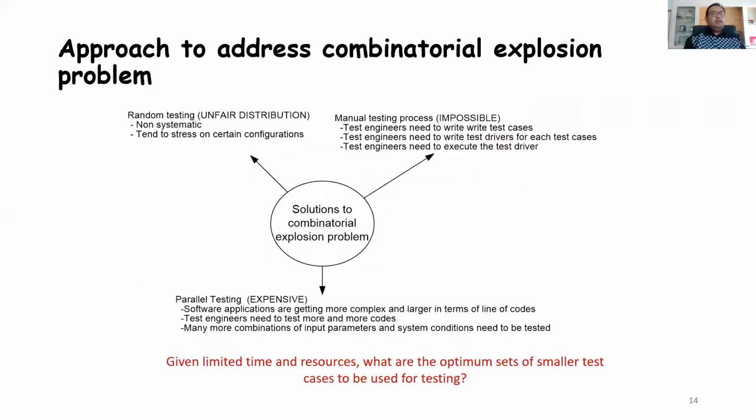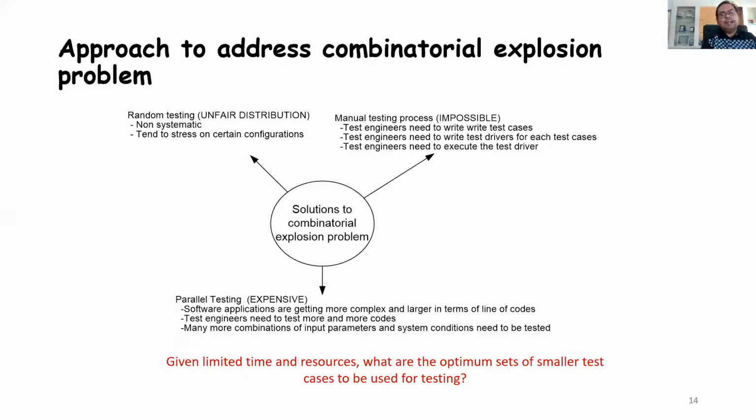Now, with T-way testing, the problem of having too many tests is called the combinatorial explosion problem. How can we deal with the combinatorial explosion problem? We have so many things to test. What we can do is random testing. But typically, for example, you have 100 switches, and you just randomly test on, off, on, off 100 times. What happens is that you tend to be stressing certain configurations. So this is having an unfair distribution of tests.